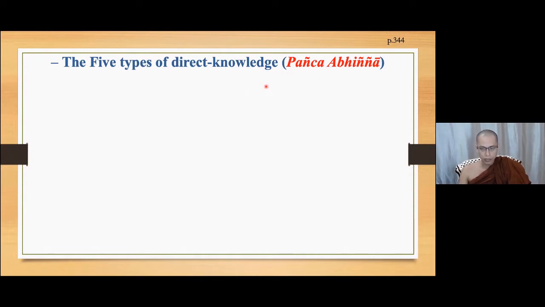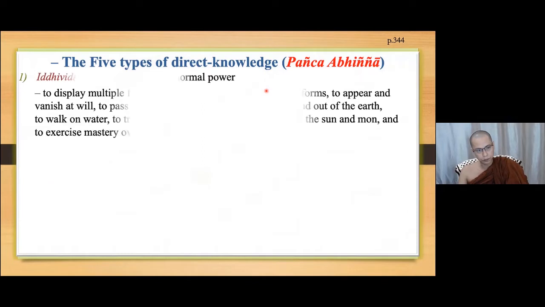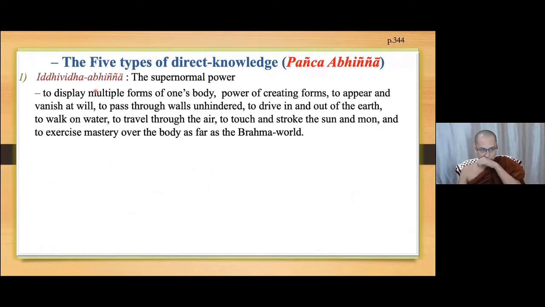So let's see, what are the 5 types of direct knowledge? The first one is called Iddhividha Abhinya. I introduced this in chapter 3, while we studied the object, the Arammana Sangaha of chapter 3. So here, Iddhividha Abhinya is the supernormal power to perform a variety of performances. Different ways of performance can be performed by the power of Iddhividha Abhinya, the supernormal power.